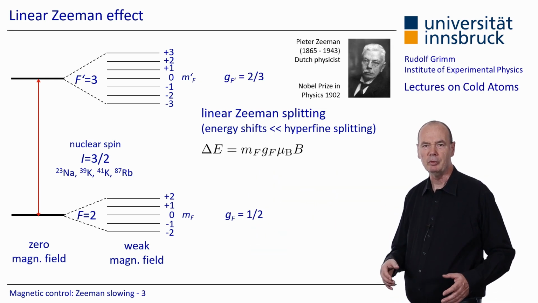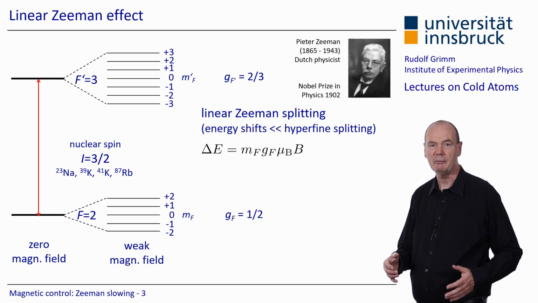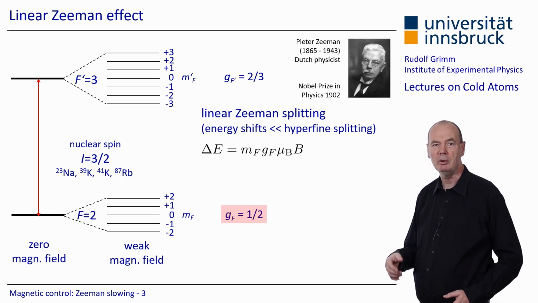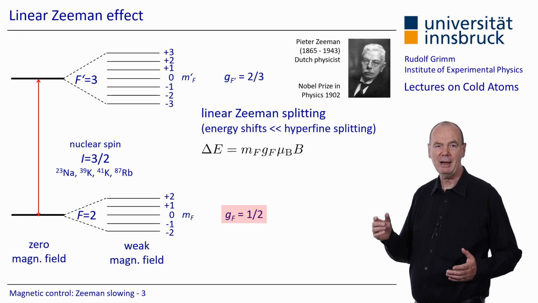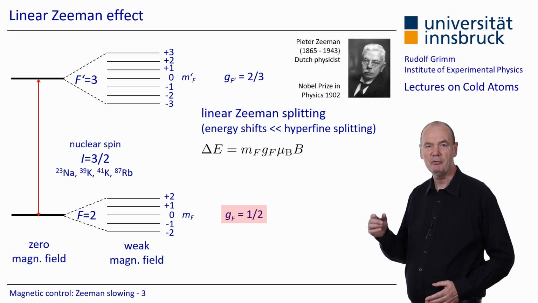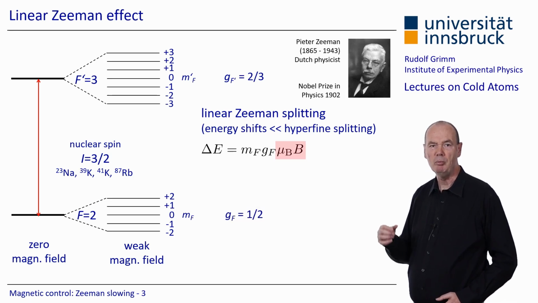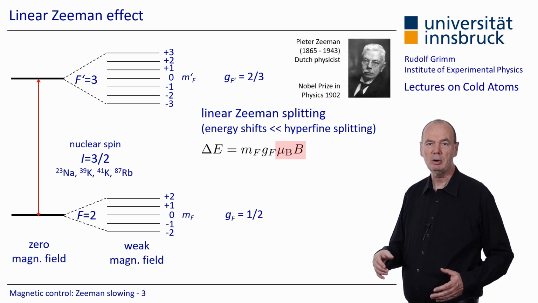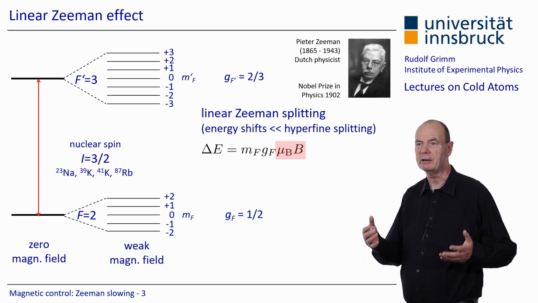For an alkali atom with nuclear spin of I equals 3/2, the gyromagnetic factor in the F equals 2 hyperfine ground state is GF equals 1/2. This means that the maximum possible energy shift realized with MFGF equals 1 amounts to the magnetic energy mu BB. This is useful to know in particular when dealing with magnetic trapping potentials, as we will discuss in another lecture later.